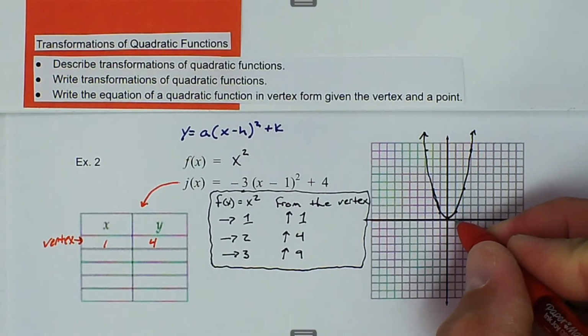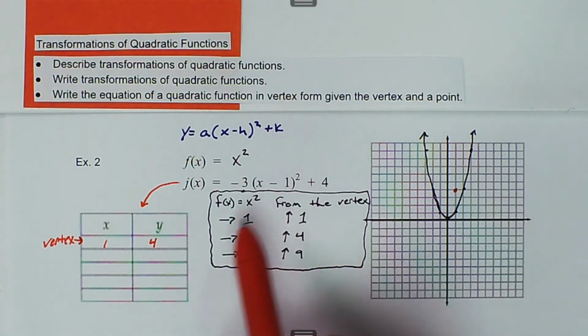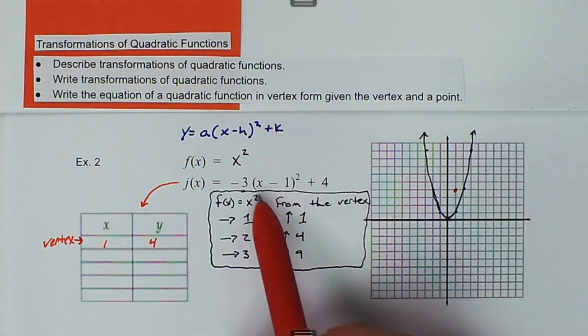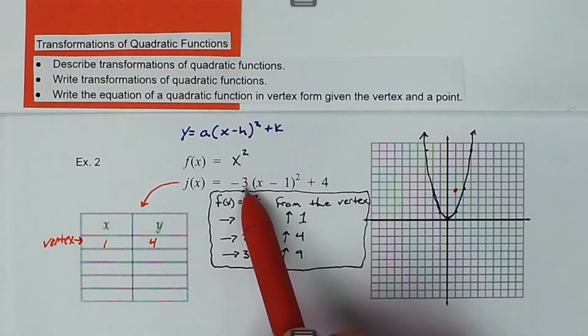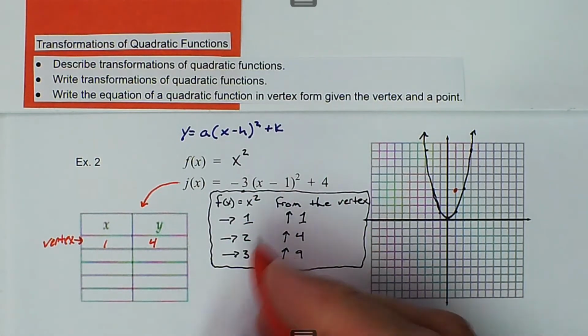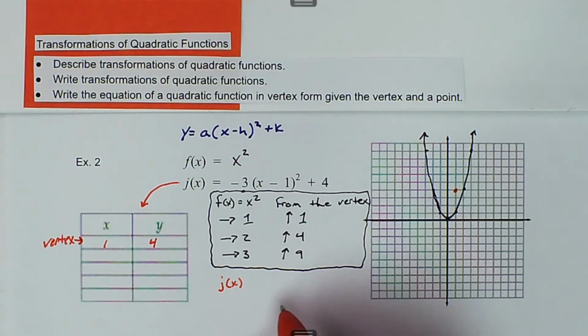(1, 4). So I'm going to go over 1, up 4. 1, 2, 3, 4. Now, once we go to there, if we had an a value of 1, then we would do this from the vertex. We'd go over 1, up 1, over 2, up 4, and that would be our parabola. But our scale factor here is -3. So for j of x, we're still going to plan to go to the right 1, and to the right 2, and to the right 3.